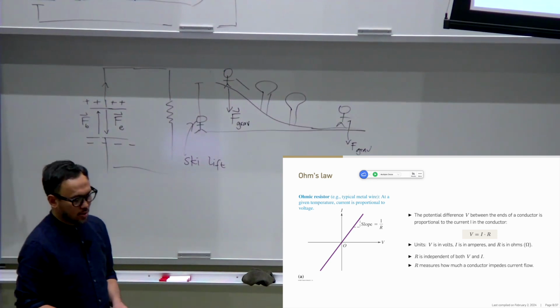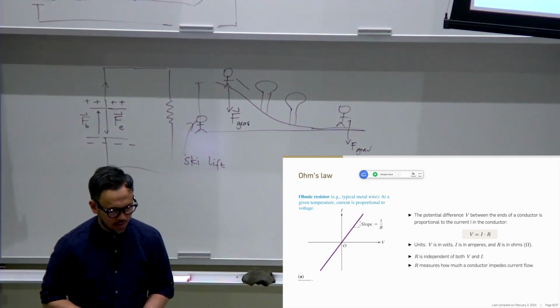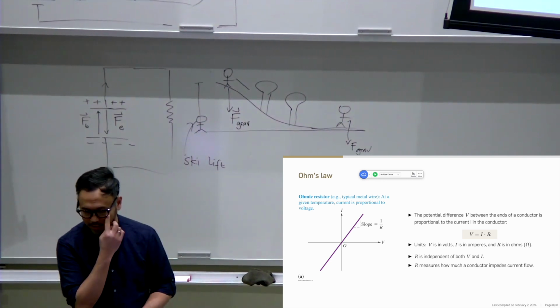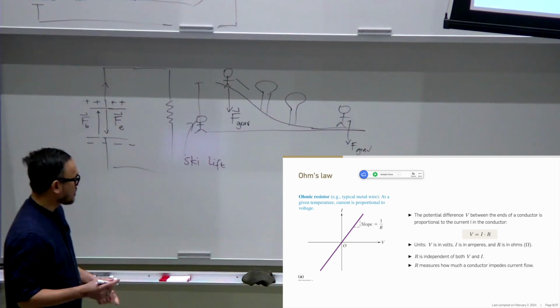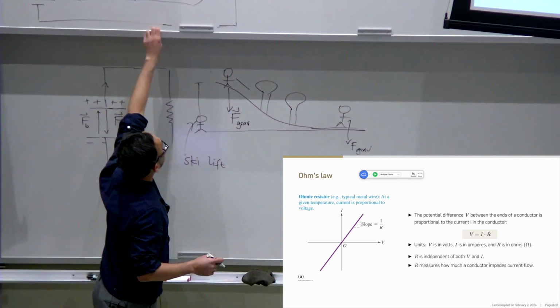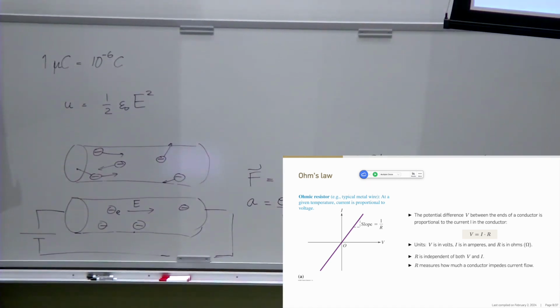So next, let's talk about voltage is equal to I times R. This is a famous equation. We call it Ohm's law. Ohm's law is V is equal to I times R. It's my friend's favorite equation.